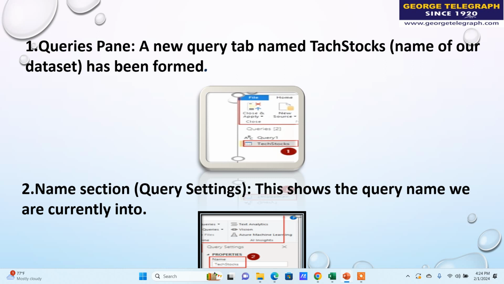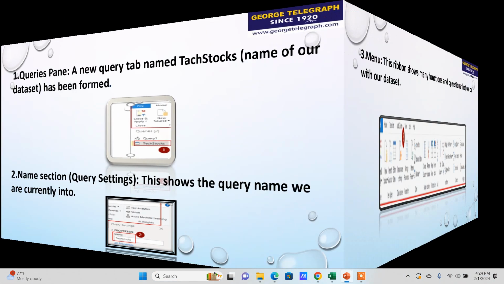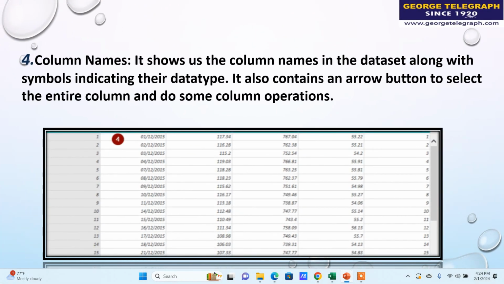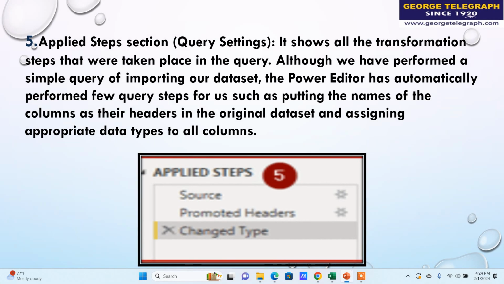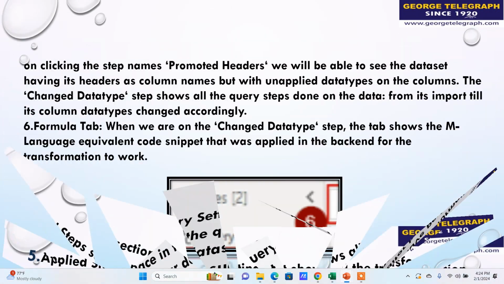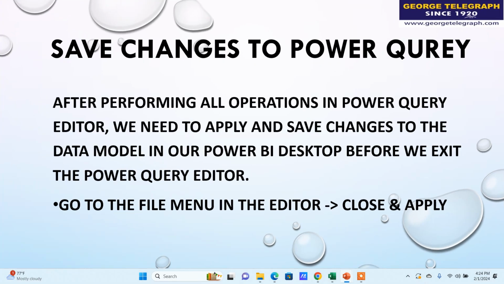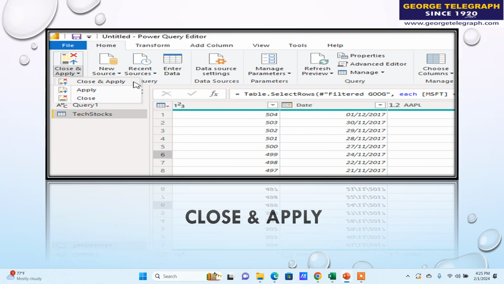First, in the query pane, we can see the query name section. We can see the name, the menu where the functions can be shown, column names are indicated, and the applied steps will be at the right side corner. Save changes. After changing, we can close and apply to save changes.